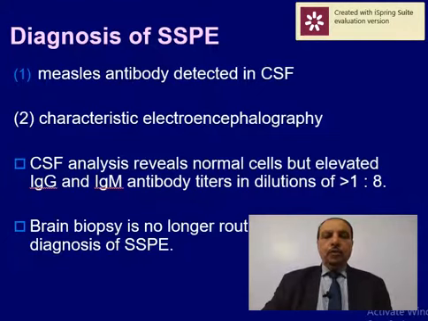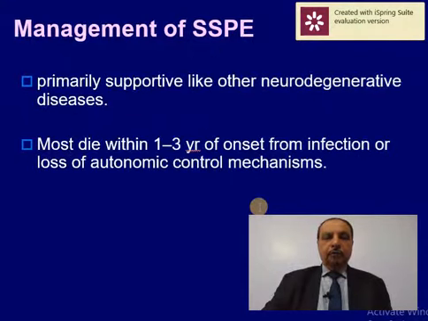How to diagnose subacute sclerosing panencephalitis? You will find measles antibody in the CSF. There is a characteristic EEG, and CSF analysis reveals normal cells but elevated immunoglobulin G and immunoglobulin M antibody titer in dilution 1 to more than 1 to 8. There was, before, diagnosis from the brain biopsy, but now it is no longer used for the diagnosis.